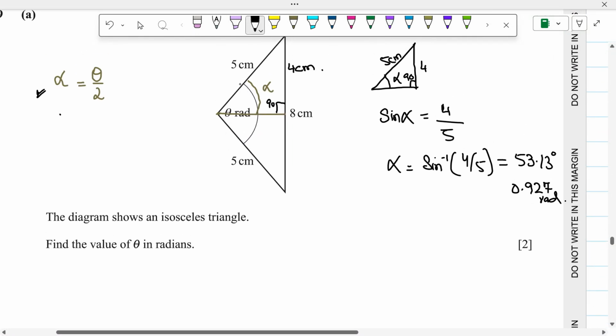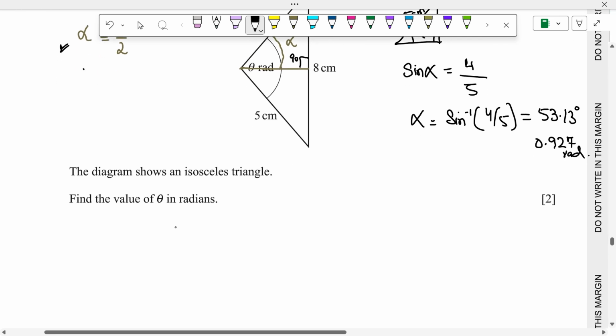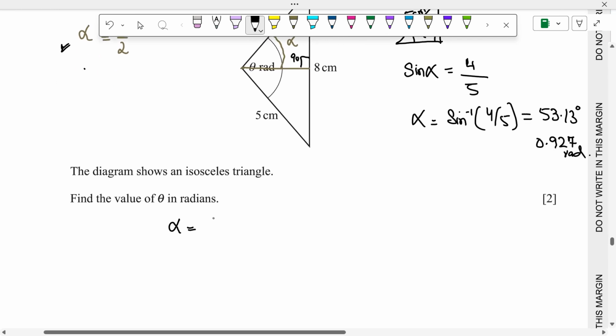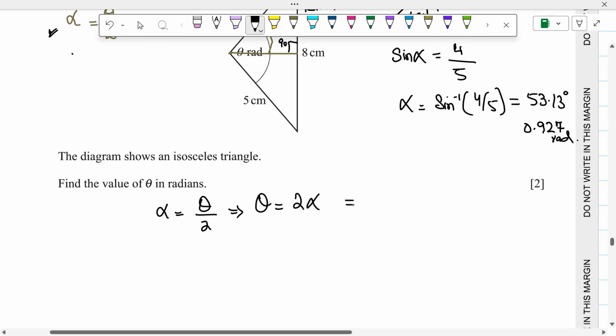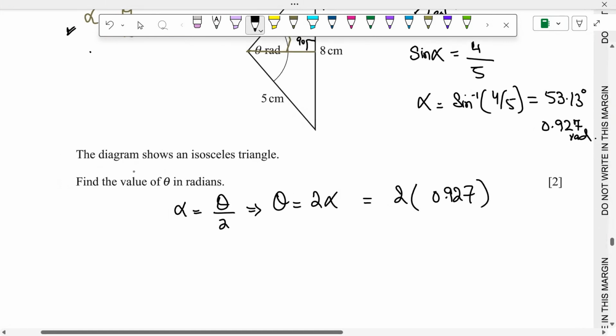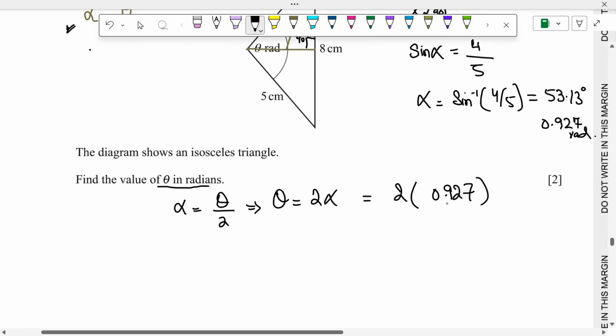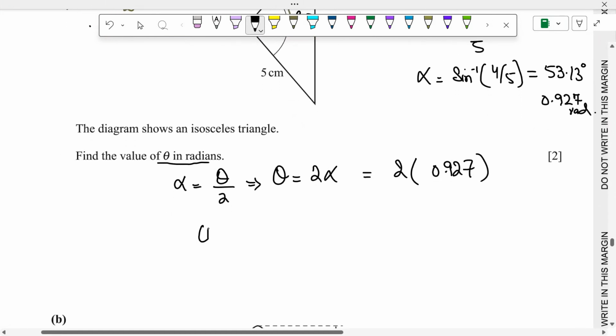So we have calculated alpha, so theta can be found by using this value. Alpha is equal to theta over 2, so theta is equal to 2 times alpha, and in this case alpha is equal to 0.927. Because we need to find theta in radians, we will use the radian value. Theta is equal to 1.854.